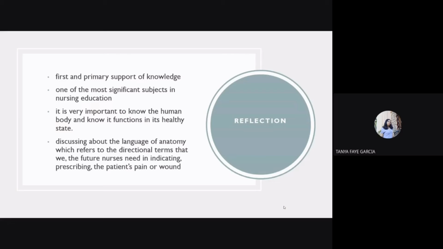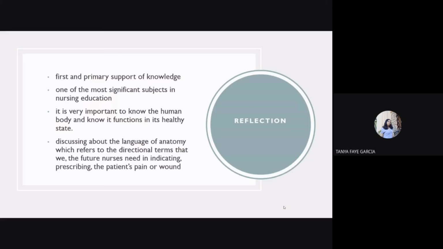So, first for our reflection, the first and primary support of knowledge. One of the most significant subjects in nursing education, it is important to know the human body and its function in its healthy state. We discussed the language of anatomy, which refers to directional terms that we, the future nurses, need in indicating, prescribing, and describing patient pain or wound.